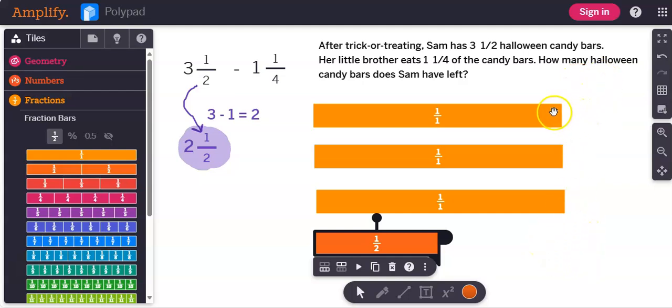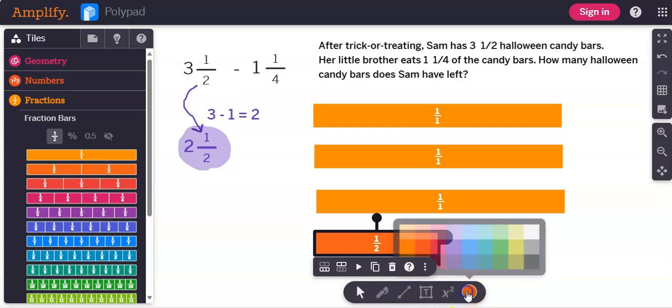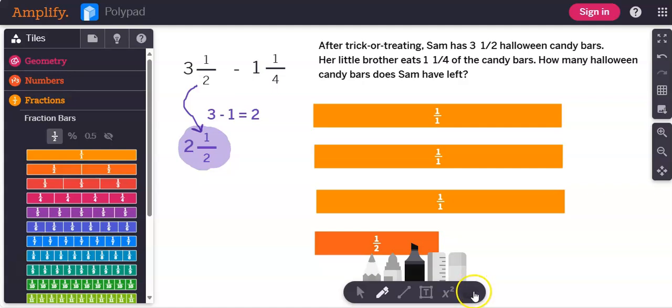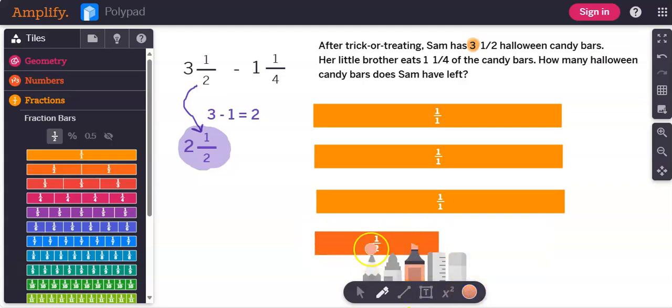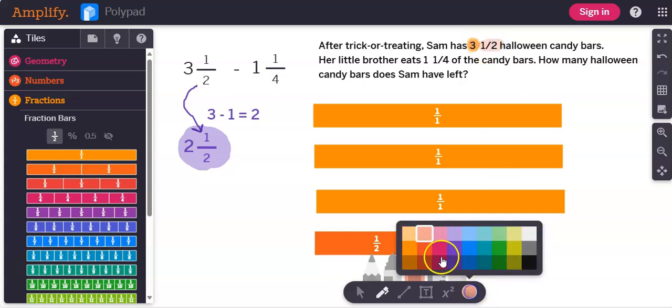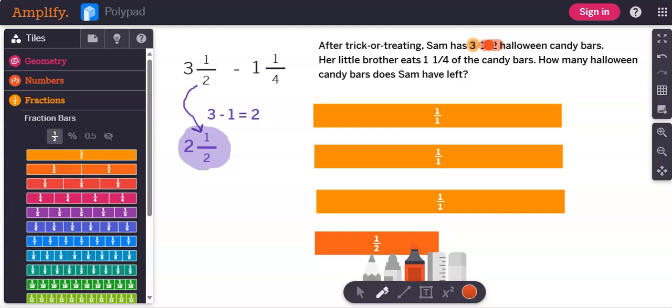So we can see here we have 1, 2, 3 wholes, which represents our 3 whole candy bars. So I am going to highlight that in our word problem just so that they can have that to refer to. So our 3 whole candy bars is our 3 right there. And then we have 1/2 candy bar, which is represented right here. That is not the same color. 1/2.